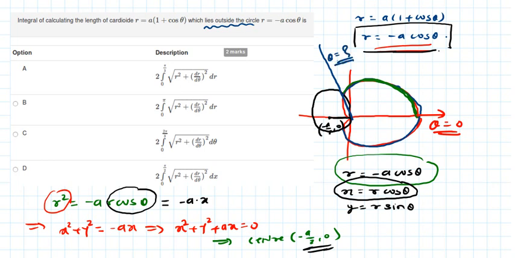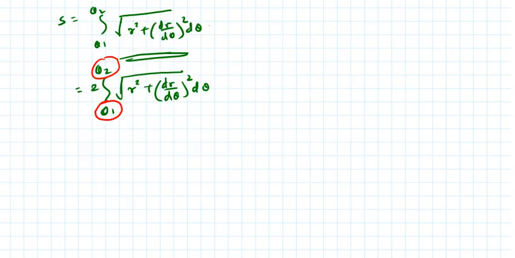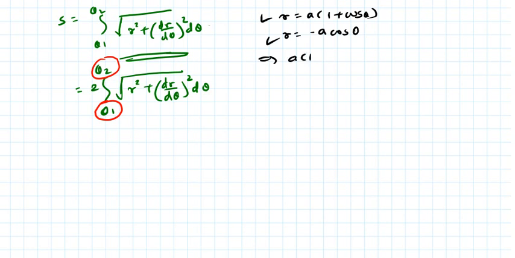And this point is the intersection of the circle and the cardioid. So using the equation of the circle and the cardioid, we can find the value for theta. We have the cardioid r equal to a into 1 plus cos theta, and r equal to the equation of the circle, minus a cos theta. So equating, the LHS is same. This implies a into 1 plus cos theta equal to minus a into cos theta.